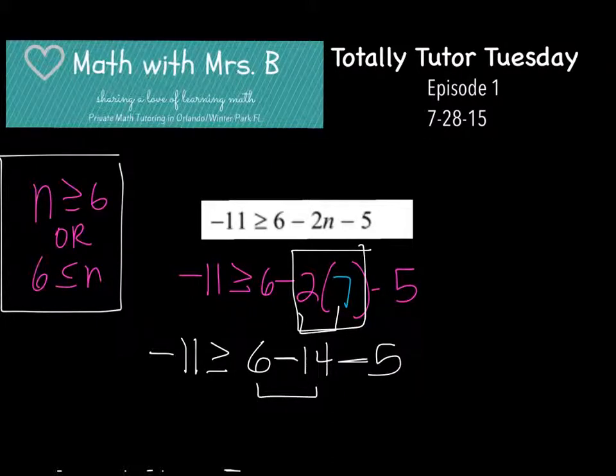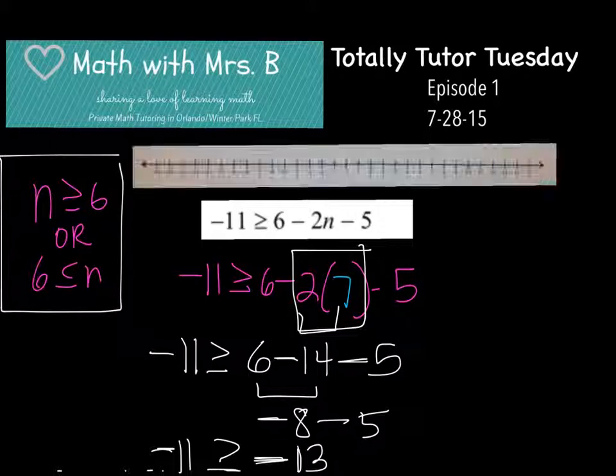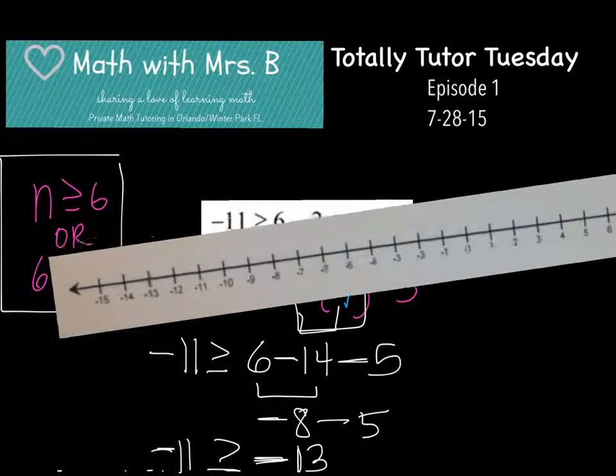If I have $6 and then I take away 14, I'm at negative 8, minus 5. If I'm down 8 and then I lose 5, I'm down 13. Negative 11. Is it greater than or equal to negative 13? Well, let's take a look at the number line. Yep, that looks like it. Let's zoom into that number line and take a closer look.